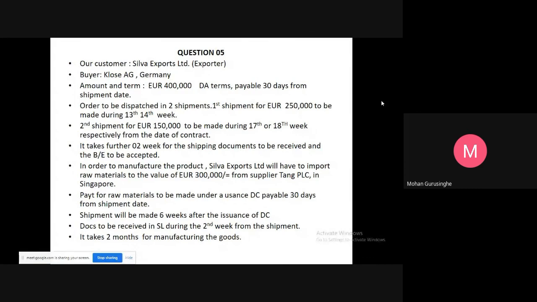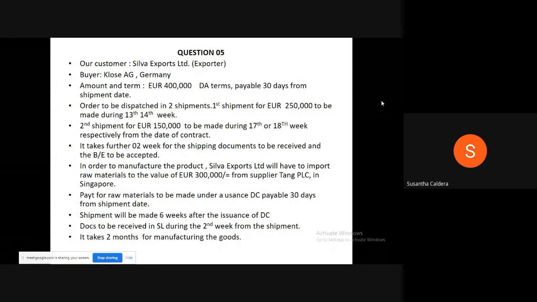13 to 14 plus 2 weeks plus another 4 weeks, total 20? Why 13 to 14 plus 4 weeks plus another 2? Why 2? Processing time. Those 2 weeks are already in that 4 weeks time, sir. There you are. That 2 weeks is already included in the 1 month, because it says payable 30 days from shipment date.